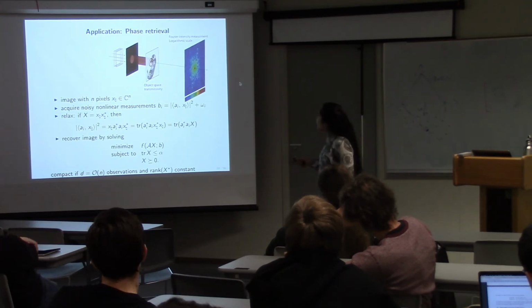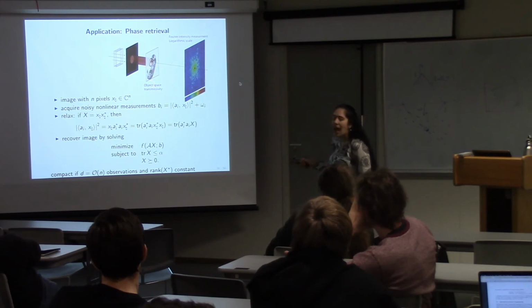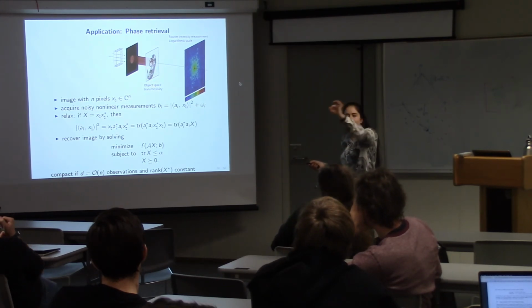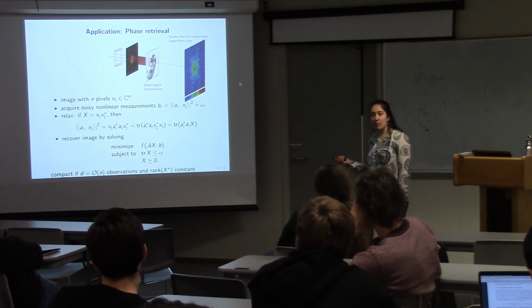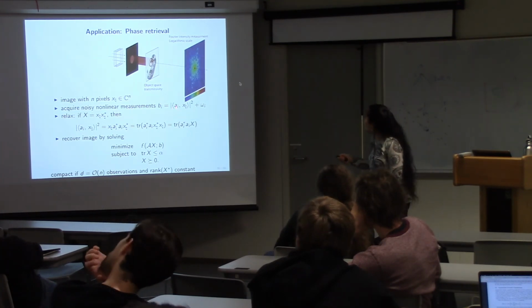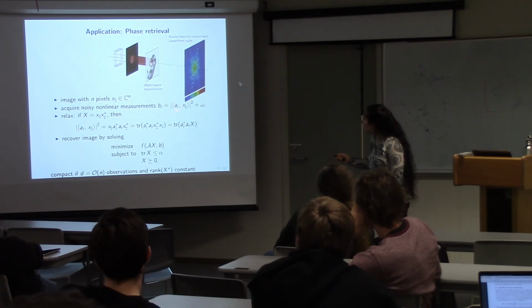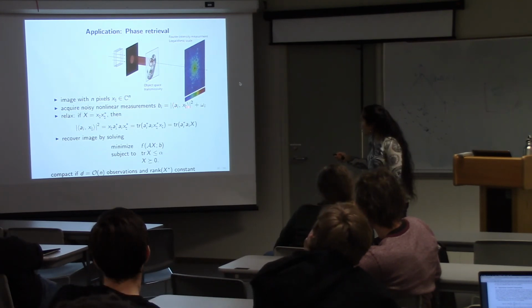So here, I'm imagining I've got a real object, right? And I've divided my object into n pixels, and I want to know how much stuff is in each of these pixels. I'm going to acquire noisy nonlinear measurements of the form: I'm going to take the inner product of some vectors a_i with x natural, and I'm going to observe its absolute value squared plus some noise.